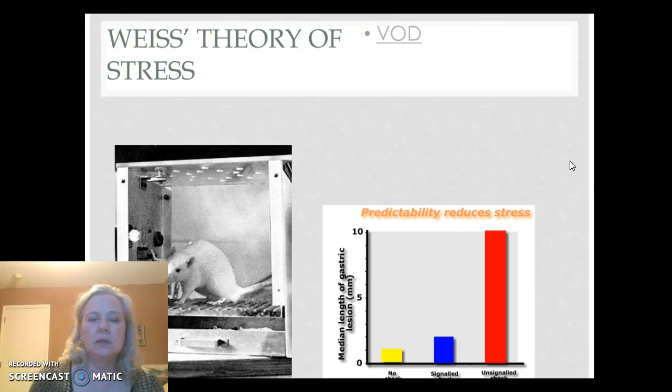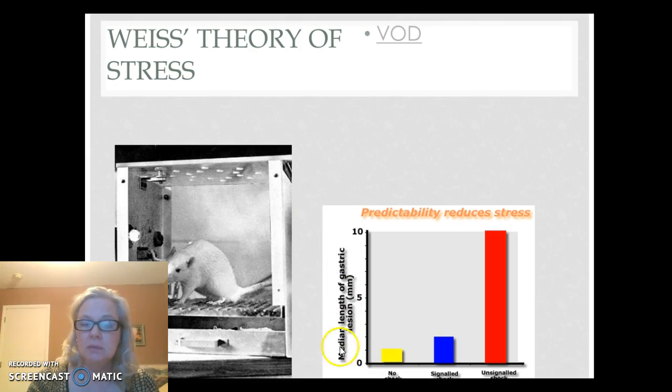Jerry Weiss, his theory of stress was really important in identifying something that we call locus of control and how this affects one's emotional well-being. Now, use of rats and mice in research is very, very common. And if that's something that you have a problem with, it's probably not a field you should go into. There are hundreds, if not thousands, of mice at the University of Minnesota that are used for a variety of testing purposes. Now, let's look at Weiss's results.